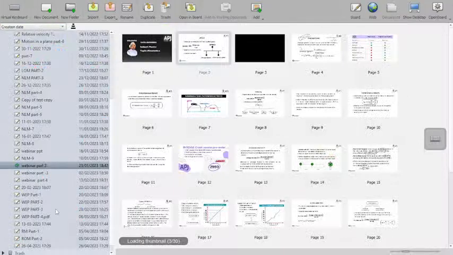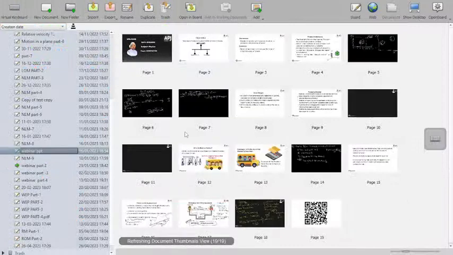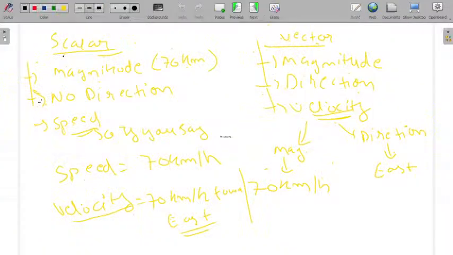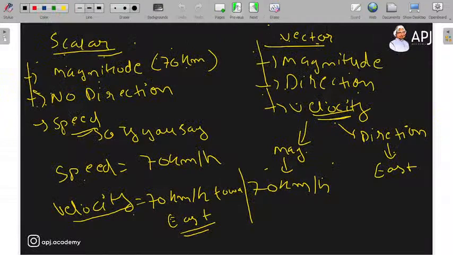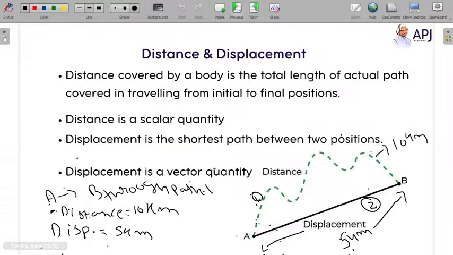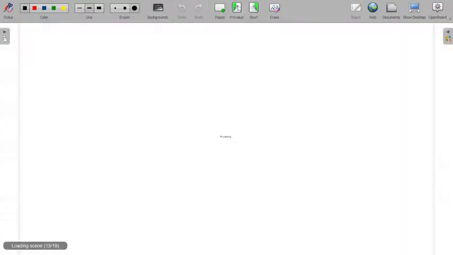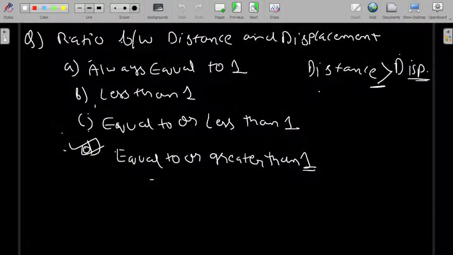Let me just show you. The ratio between distance and displacement. First option, always equal to 1, less than 1, and D, equal to or greater than 1. And what was the reason behind it? The simple reason was that distance can never be lesser than displacement.